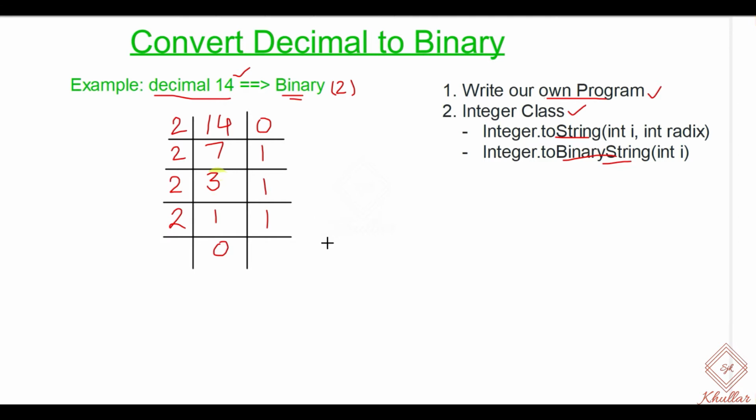We have to read the binary from the reverse direction, from bottom to top. And what is binary in this case? It is 1 1 1 0. So this is our binary representation of decimal number 14. I will put it into the code, assuming that it is a string: the binary representation of decimal number 14 is 1110.